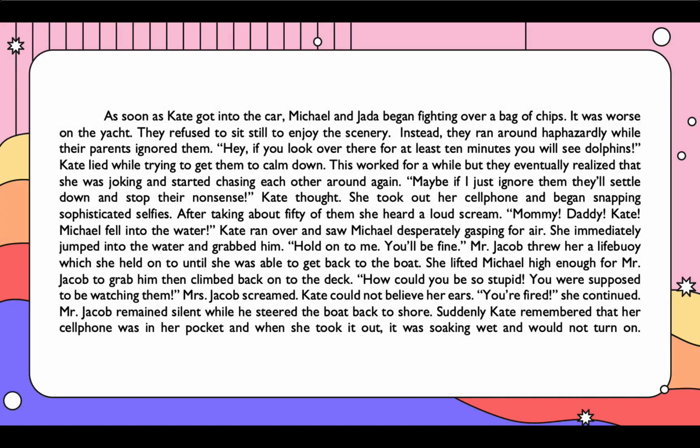As soon as Kate got into the car, Michael and Jada began fighting over a bag of chips. It was worse on the yacht. They refused to sit still and to enjoy the scenery. Instead, they ran around haphazardly while their parents ignored them. "Hey, if you look over there for at least 10 minutes, you will see dolphins," Kate lied while trying to get them to calm down. This worked for a while, but they eventually realized that she was joking and started chasing each other around again.